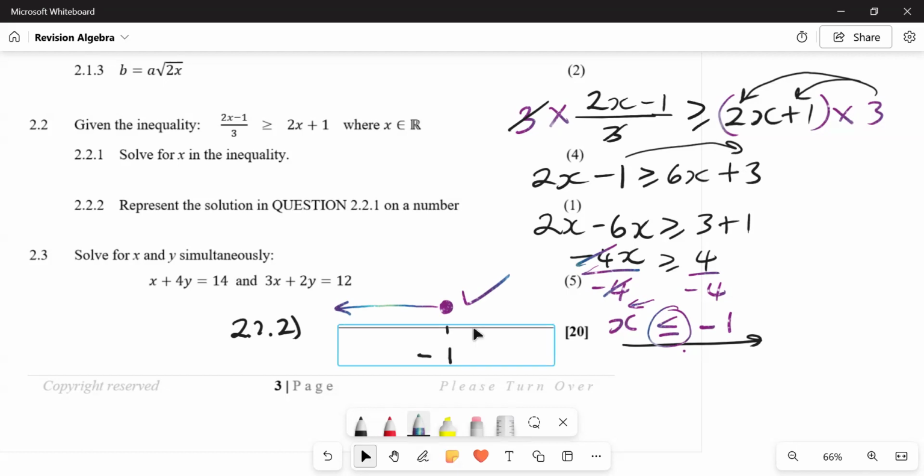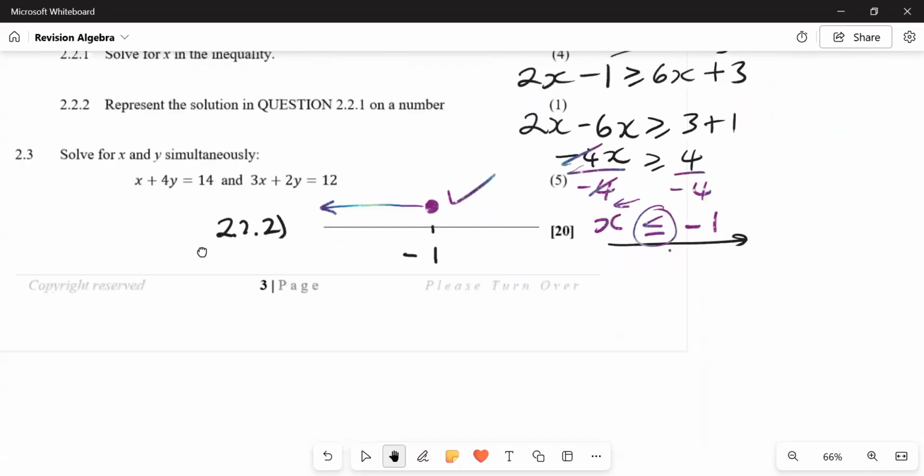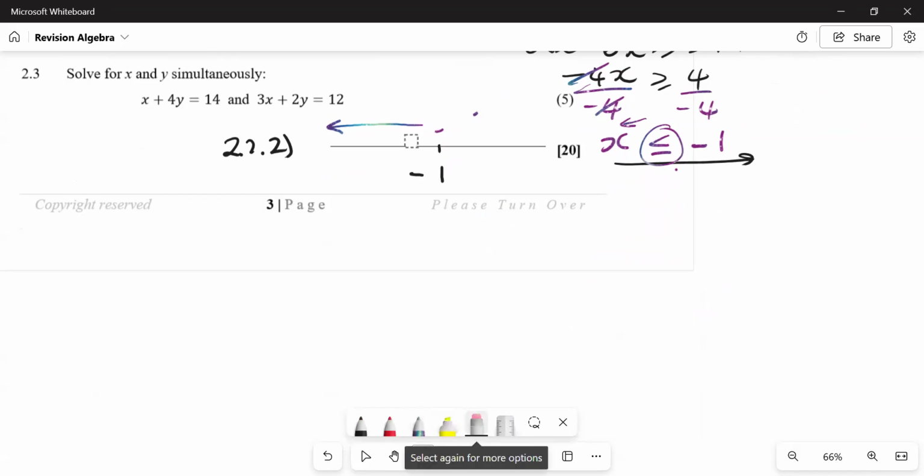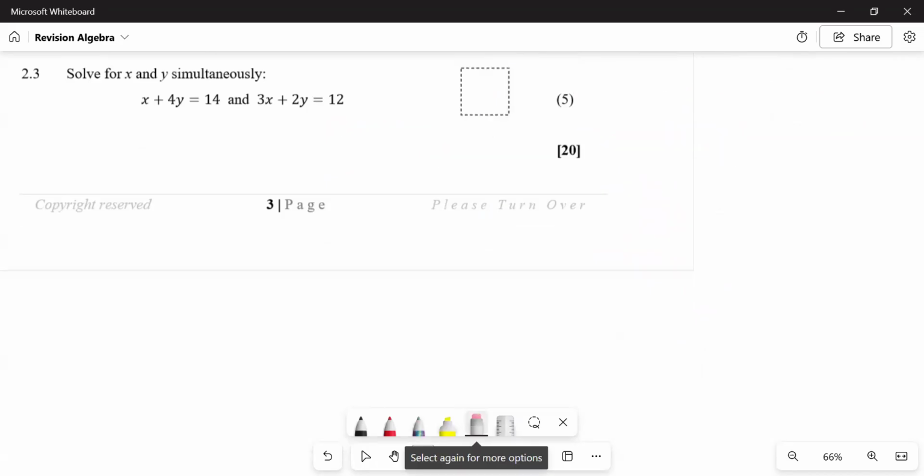Let's move to the next question. Now they're saying solve for x and y simultaneously. So now you're solving for x and y. This is simultaneous. Okay, that's not a problem. That's not a problem. Remember, guys, I've got your back. You'll never struggle when I'm around.